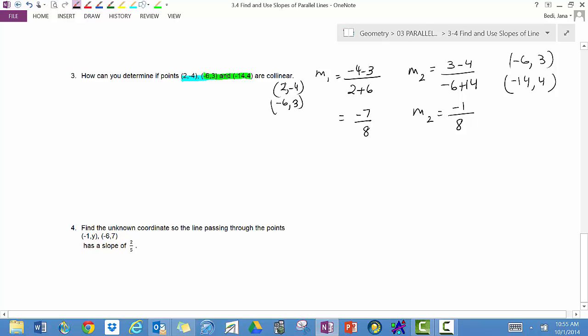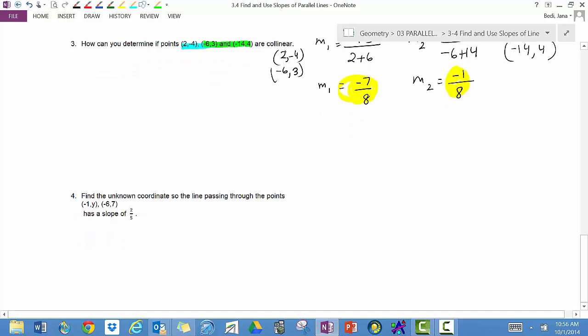Okay. Well, what I notice is that these two slopes are not equal, so the points cannot be collinear. If the slopes were equal, then the points would be collinear. Collinear means they would all lie on the same line. These 3 points will form 2 segments which will form an angle other than 180.